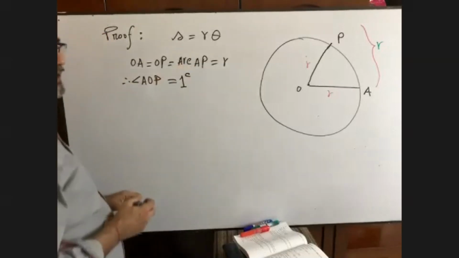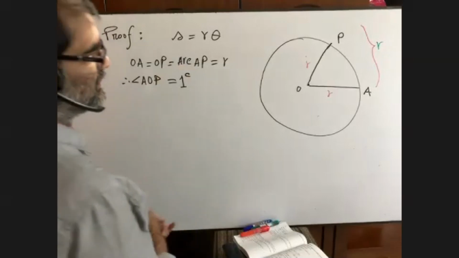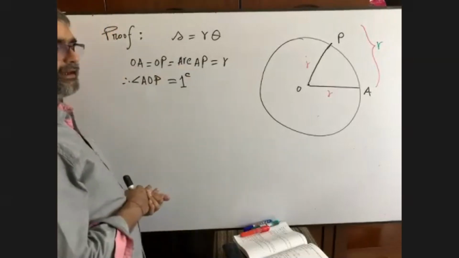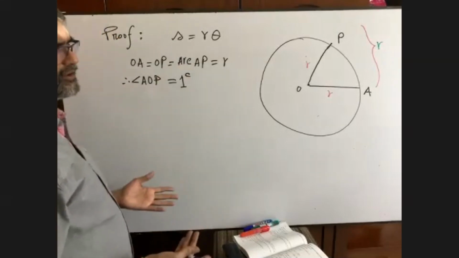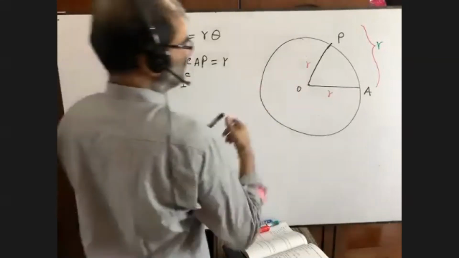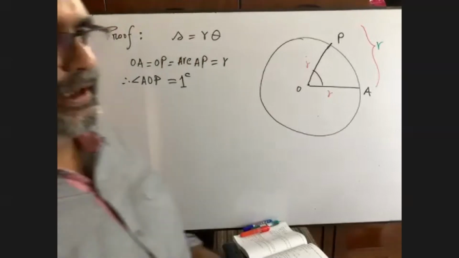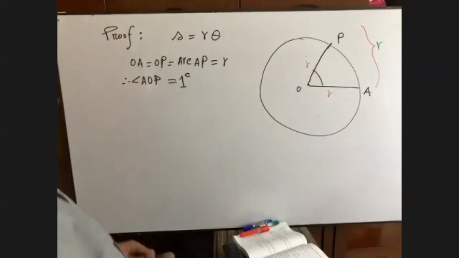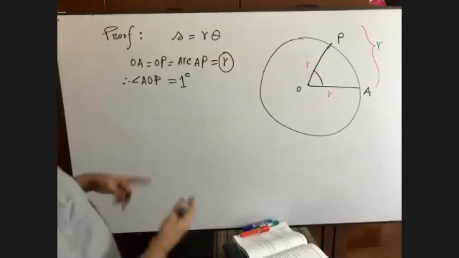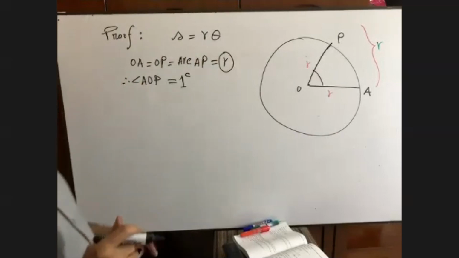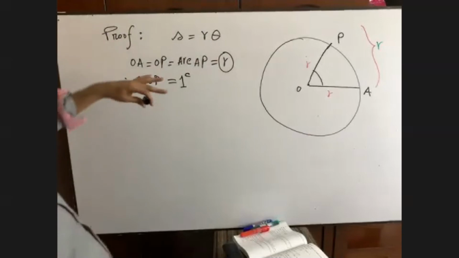I told you several times. What is a radian? The angle formed at the center of a circle by an arc equal to its radius is called a radian. Can you remember, please? This angle has been formed at the center by an arc AP, which is equal to the radius of the circle. So can I tell that angle AOP is a radian? And a radian means 1 radian. Now talk to me, where you have not got it.